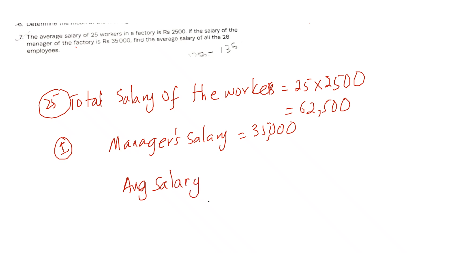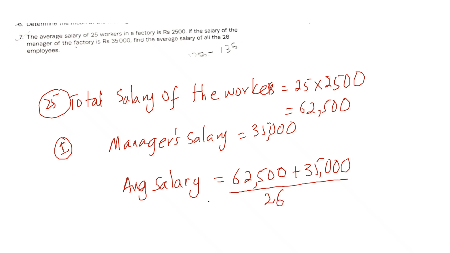To find the average salary of all the employees, what we will do is add 6,500 plus 35,000, these two salaries, and then divide it by 26, because we have to find the average salary of all the 26 employees. When you add these two, you will get 97,500, and divide it by 26, and when you divide it, you will get 3,750. So that means the average salary of all 26 employees is 3,750.